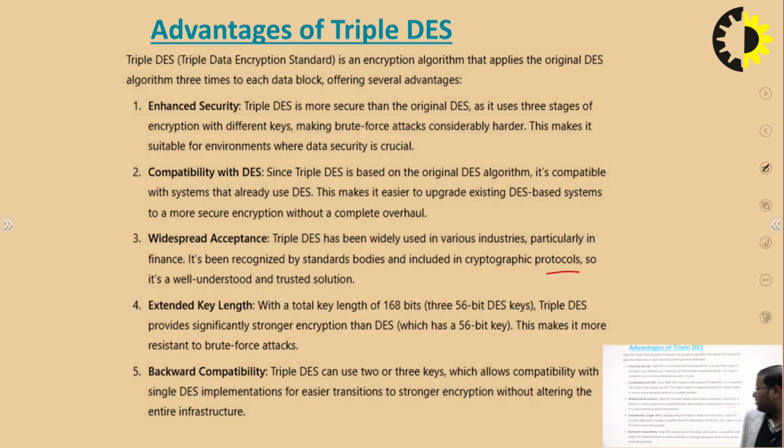Extended key length, with a total key length of 168 bits: three 56-bit DS keys, 56 multiplied by 3 gives 168 bits. Triple DS provides significantly stronger encryption than DS, which uses only a 56-bit key. This makes it more resistant to brute force attacks. Due to the presence of 3 keys, it allows compatibility with single DS implementation for easier transition to stronger encryption without altering the entire infrastructure.